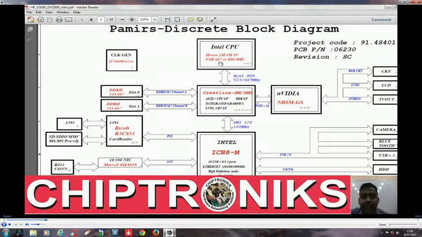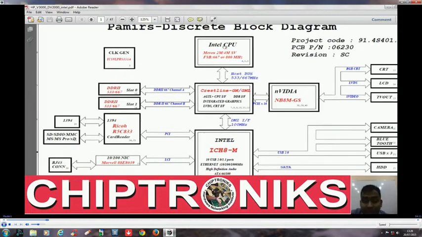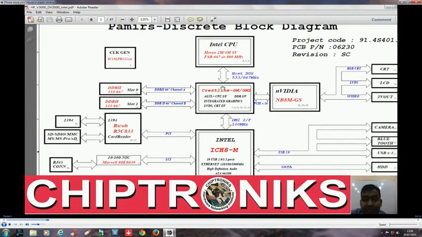Inside this CPU we see one term, FSB. What exactly is an FSB? FSB means front side bus. Between the CPU and the GMCH we have the front side bus, and this front side bus has three parts: address bus, data bus and control bus.